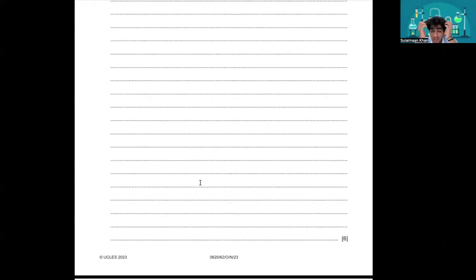Rusting. What about rusting? There's nothing wrong in rusting. Don't be scared. Rusting is just when iron comes into contact with oxygen and with water. Electroplating and bauxite. Just explain electroplating and bauxite. Electroplating is pretty simple.